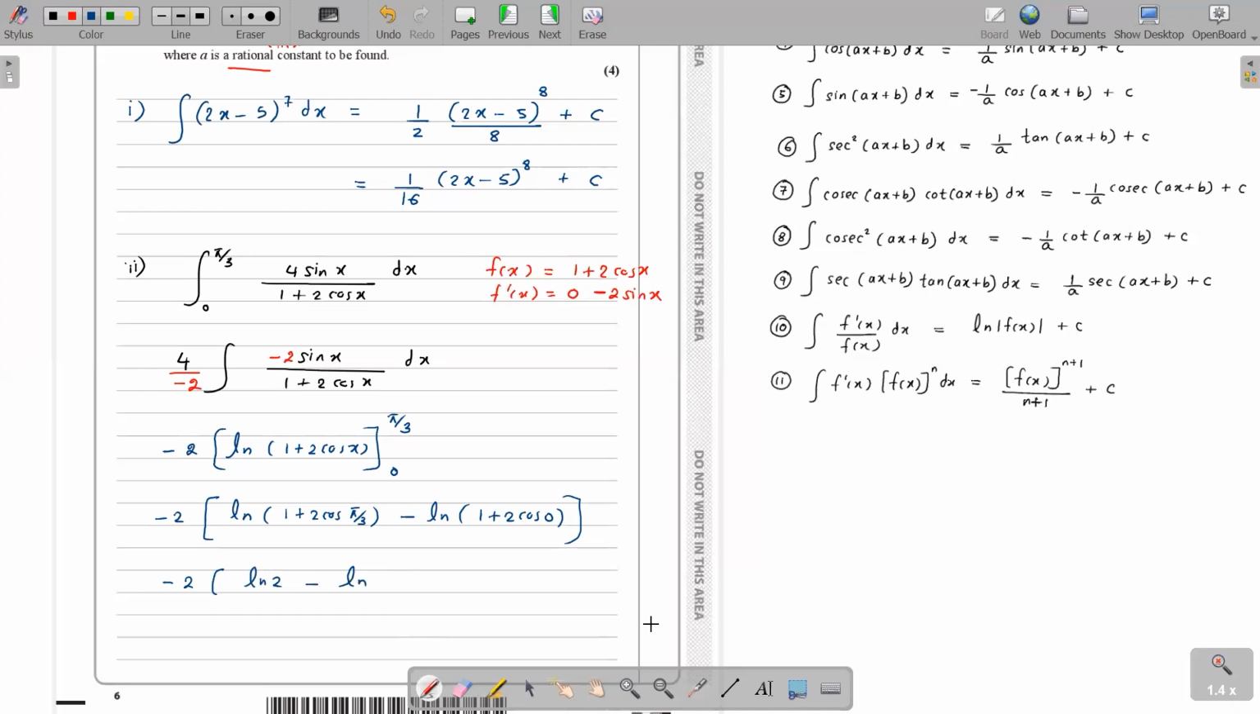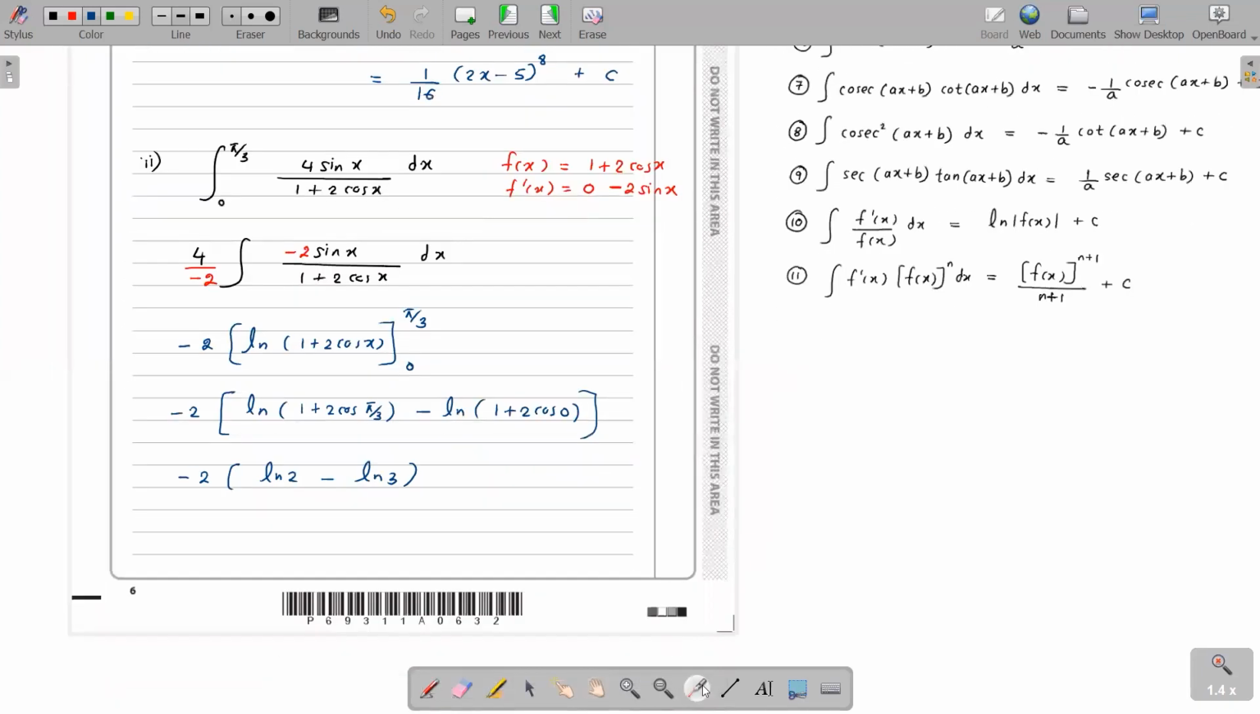Minus ln. What do we get here? Cos 0 is 1, right? So 1 times 2 is 2, and 2 plus 1, I get ln 3. Make sure you type these separately in the calculator; you shouldn't type it with the ln, or else you might get decimals. We need to get our answer in exact form.